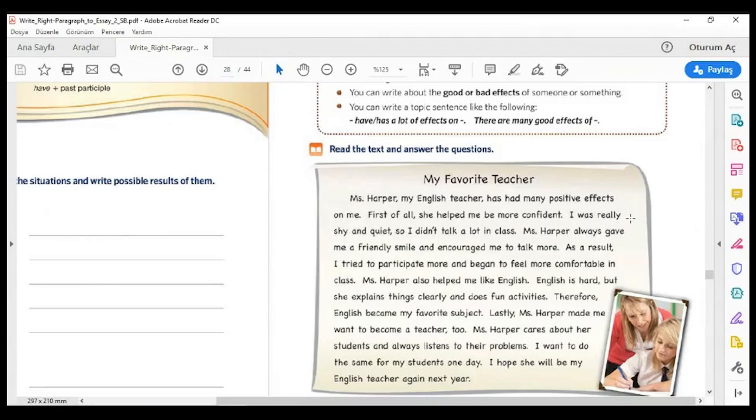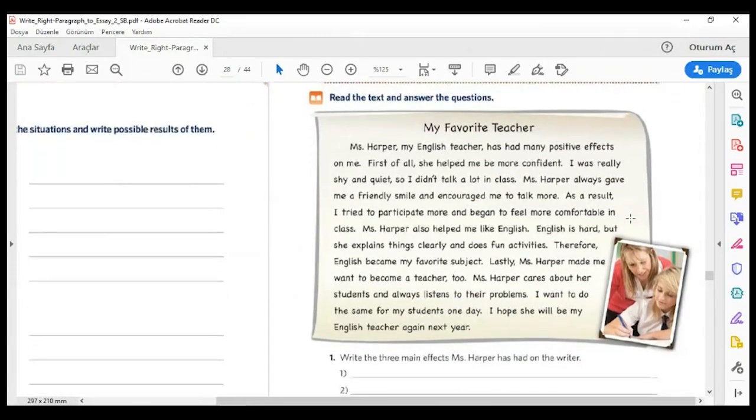Miss Harper also helped me like English. English is hard, but she explains things clearly and does fun activities. Therefore, English became my favorite subject. Lastly, Miss Harper made me want to become a teacher too. Miss Harper cares about her students and always listens to their problems. I want to do the same for my students one day. I hope she will be my English teacher again next year.